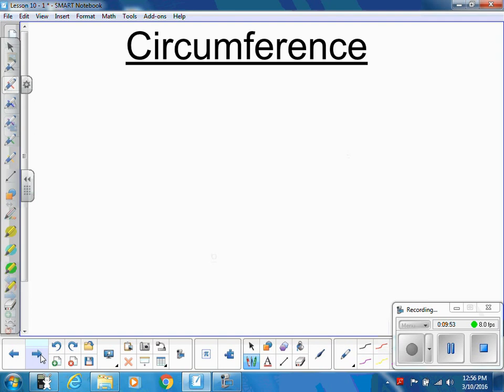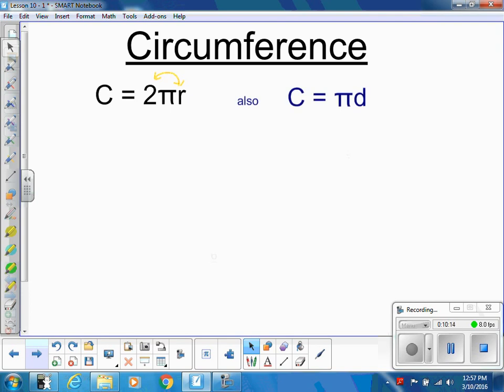Circumference. Again, something you guys already know. We know that the circumference of a circle equals 2 pi r, 2 pi times the radius. However, remember, multiplication is commutative. So if I multiply the 2 and the r together, that's the same thing as saying the circumference is pi times the diameter. That way, if they give you the diameter, there's no point in wasting time cutting it in half to get the radius, then sticking it back in just to multiply by 2 again.